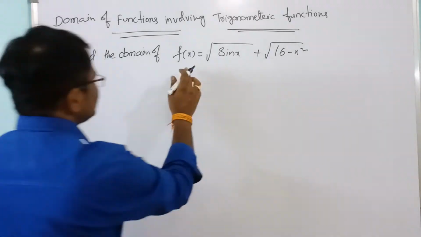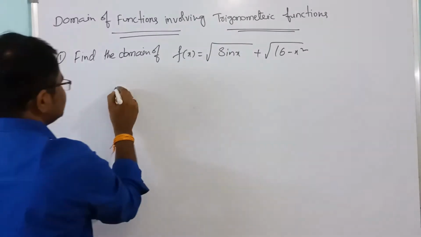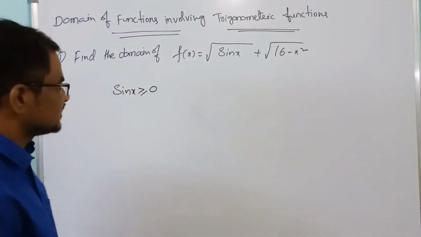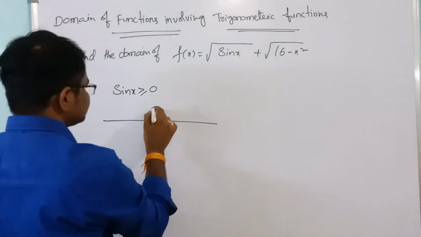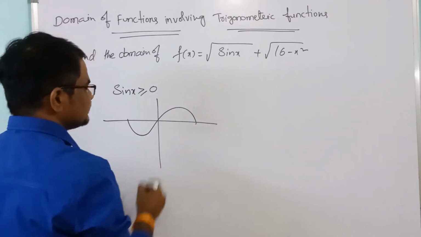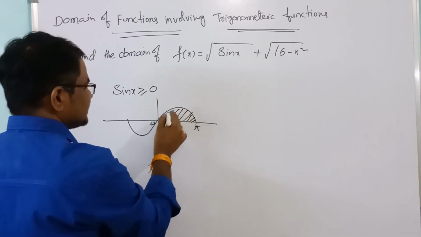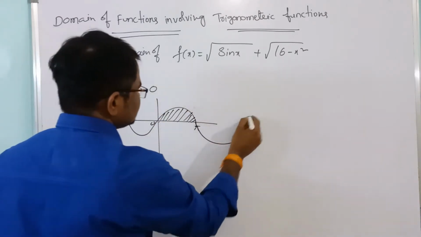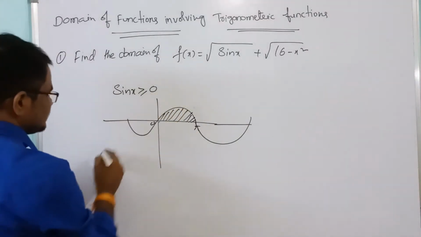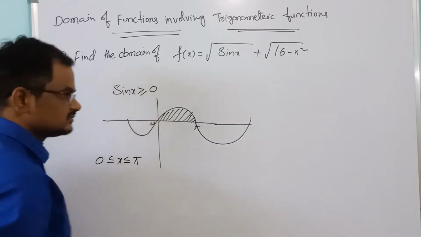For finding the domain, first, we know that under the root, sin x must be greater than or equal to 0. If you take the sin x graph, with the point 0 here, in this area it is greater than or equal to 0. So sin x is greater than or equal to 0 means 0 ≤ x ≤ π.